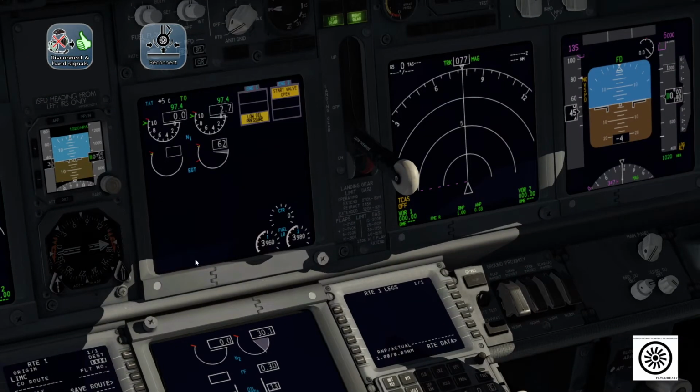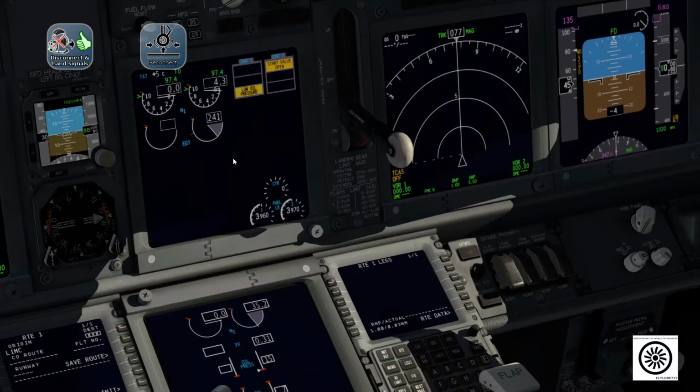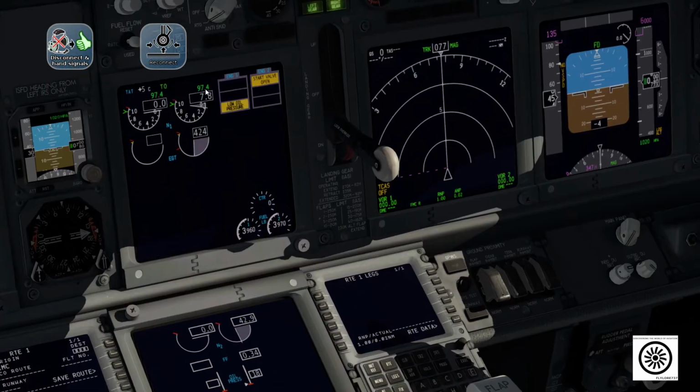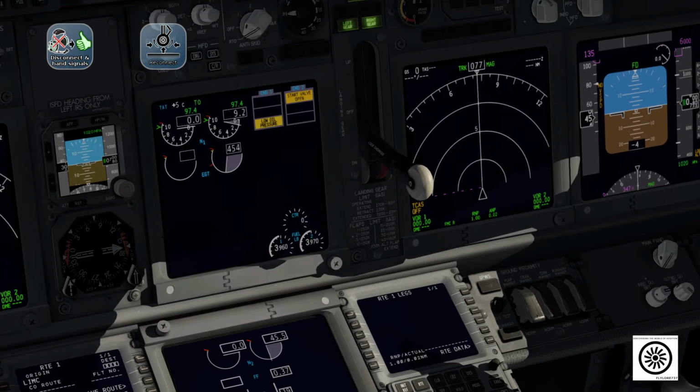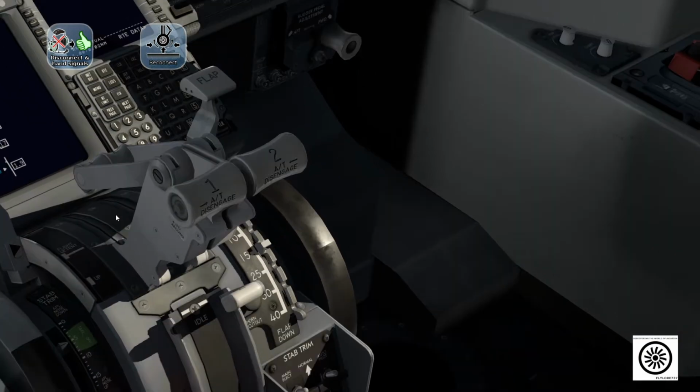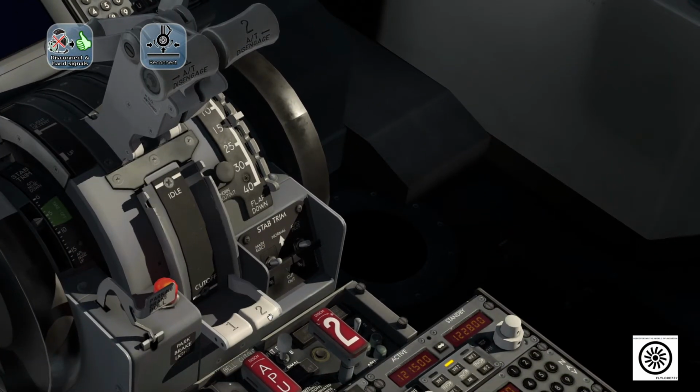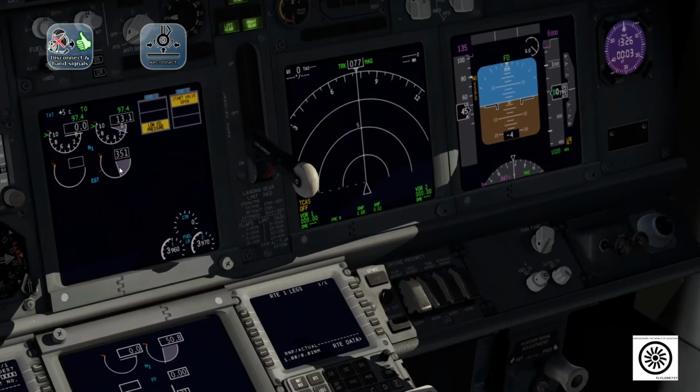At that point we need to have EGT within 15 seconds. In this situation it is okay, but let's assume that we have a wet start, so the EGT is not rising. If 15 seconds elapsed, then either we manually move the engine start lever back to cutoff, or the EEC is doing it for us.